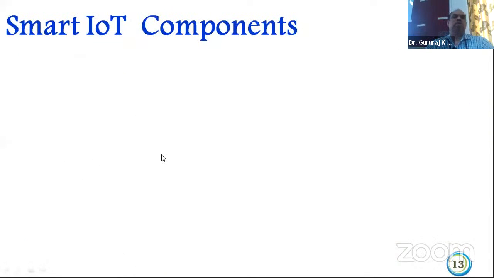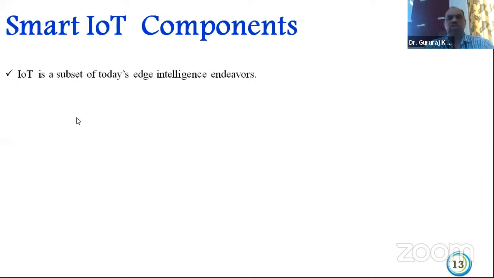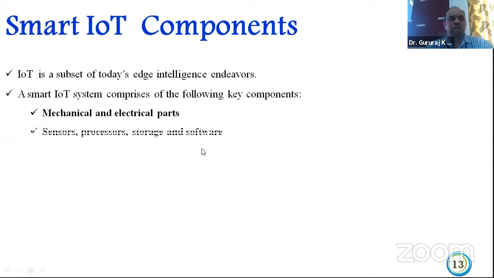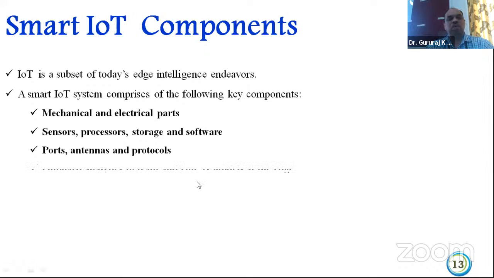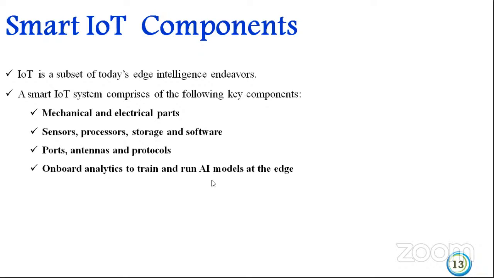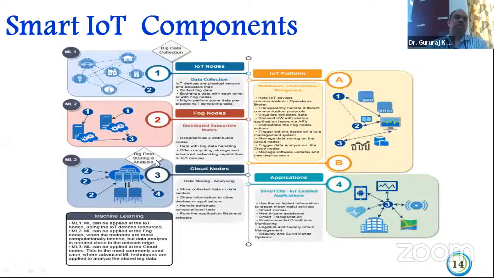So let us see how these components relate to IoT. In edge intelligence systems, a smart IoT system comprises components like mechanical and electrical parts, which were discussed in the morning session already: sensors, processors, storage, and software. Then the ports, antennas, and communication protocols, and the onboard analytics for training and running AI models. So with all these components, you can see the machine learning aspects.